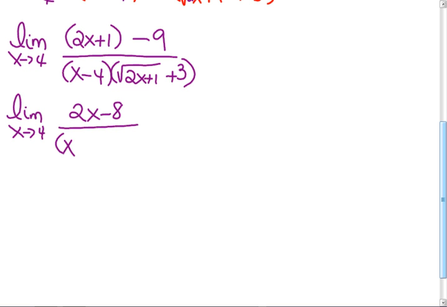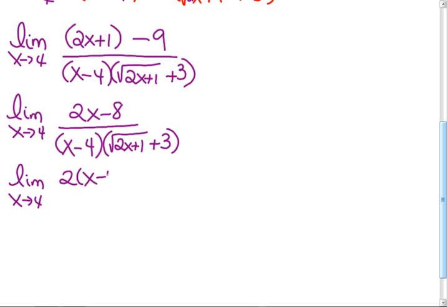Some of you should be seeing what factor it is. It's going to cancel. That's where your zeros are. Remember, when you get 0 over 0, you have a hole. So this is the limit as x goes to 4. And I'm going to factor out what? 2. And I'm left with x minus 4. And guess what? I have an x minus 4 in the denominator. And it's the square root of 2x plus 1 plus 3.